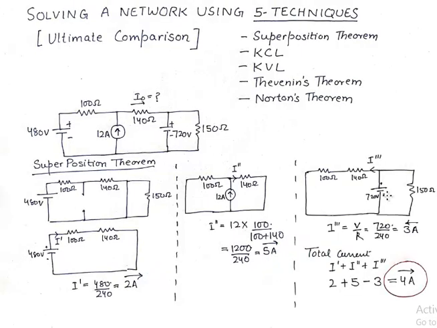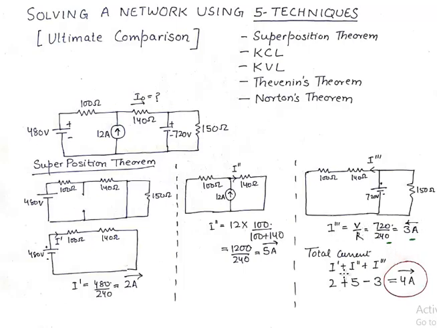In the last case, I take the 720 volt voltage source and I eliminate the 12 ampere current source and the 480 volt voltage source. Of course, I need to find I triple dash, which can be found by simply applying Ohm's law on this parallel branch. The current through this branch will be simply voltage upon resistance, and that comes out to be 3 amperes. And the direction of that current is opposite to the previous ones.